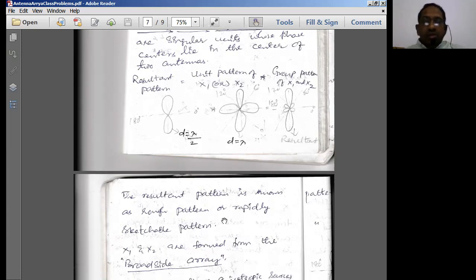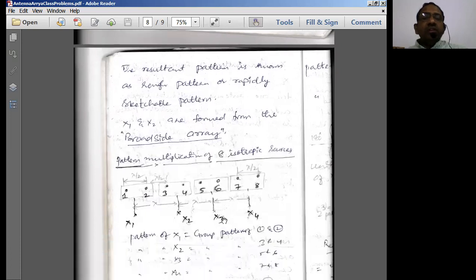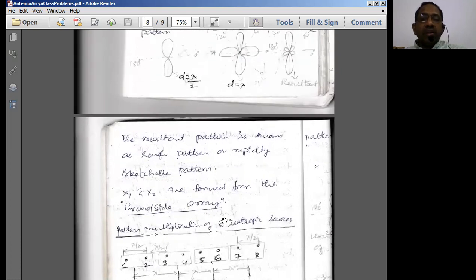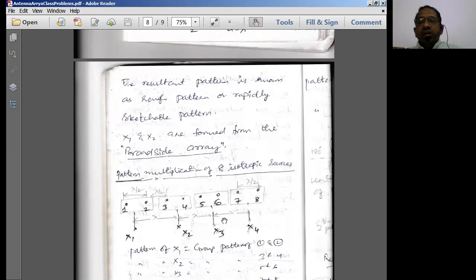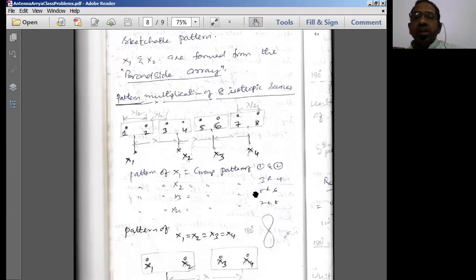Okay. So now the resultant pattern is known as the rough pattern or rapidly sketchable pattern of an array of antennas. So X1 and X2 are formed from the broadside array of the antennas.